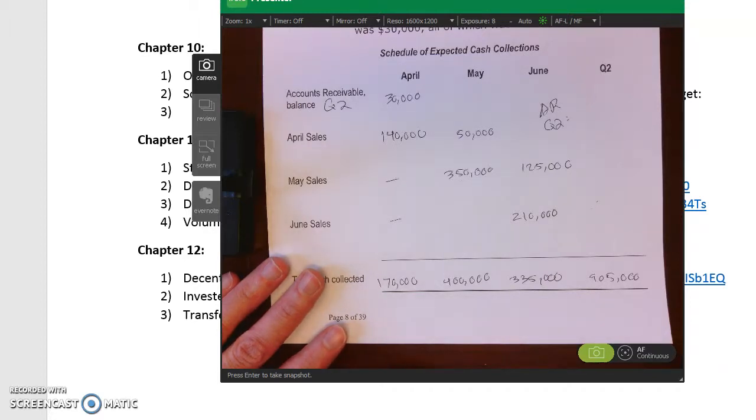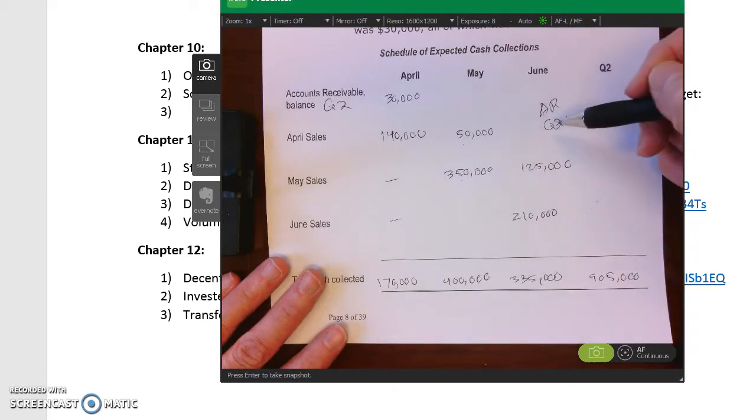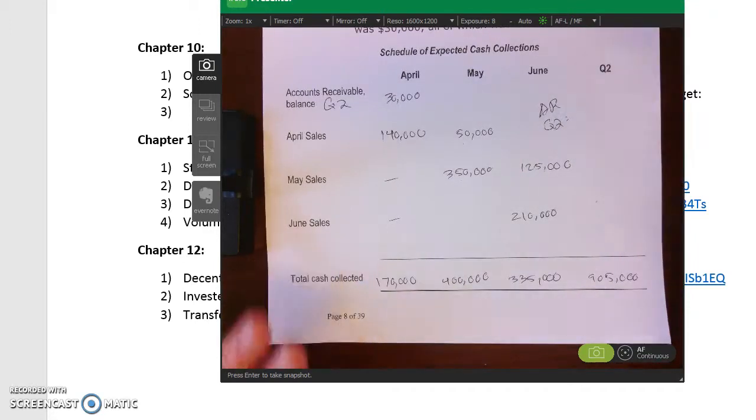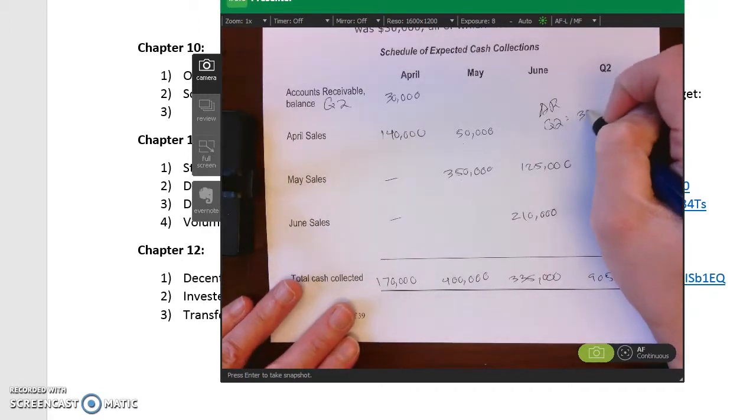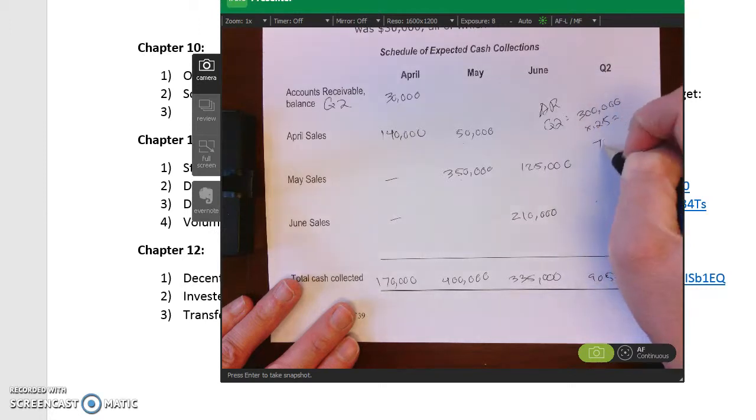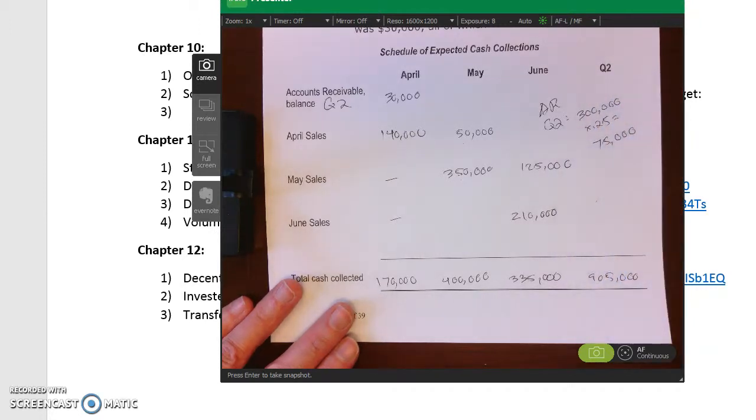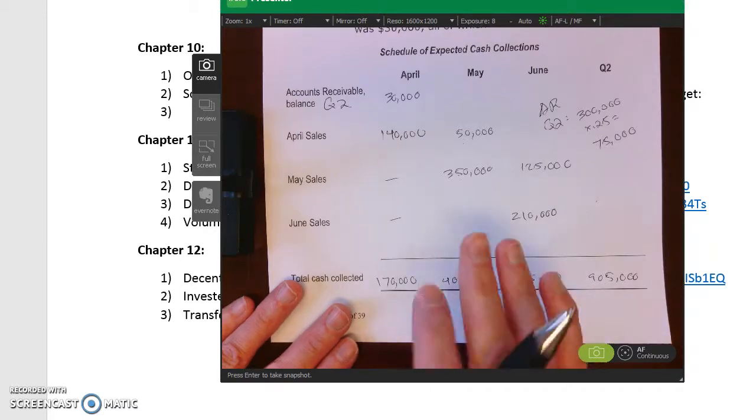Well, it's basically 25% of June sales, because that's what I haven't collected yet. So I could come over here and go 300,000 June sales times my 0.25. That gives me $75,000. That's my ending accounts receivable for quarter 2, which is the same as ending accounts receivable for June. Okay. All right, so that's our schedule of cash collections.